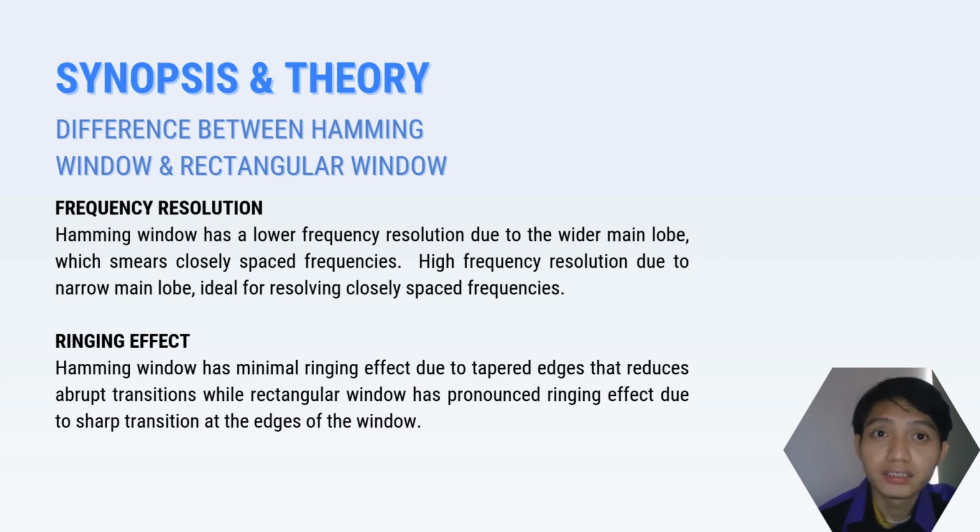And lastly, the ringing effect. Hamming window has minimal ringing effect due to tapered edges that reduces abrupt transitions, while rectangular window has pronounced ringing effect due to sharp transition at the edge of the window.